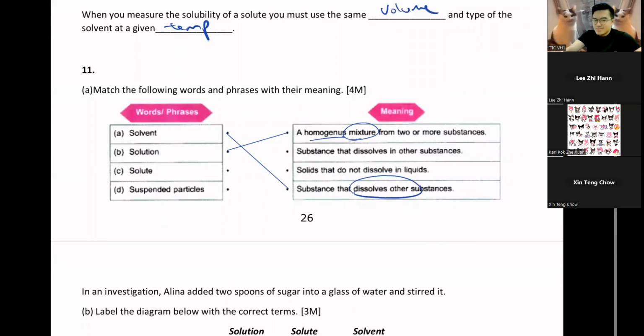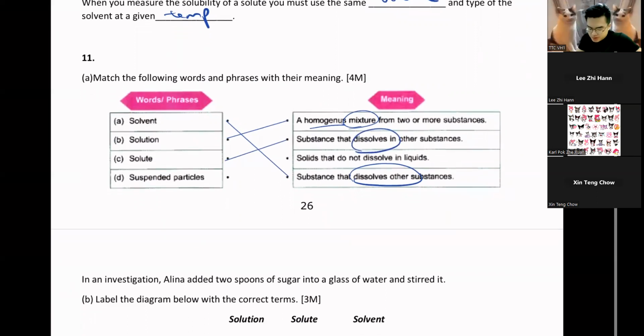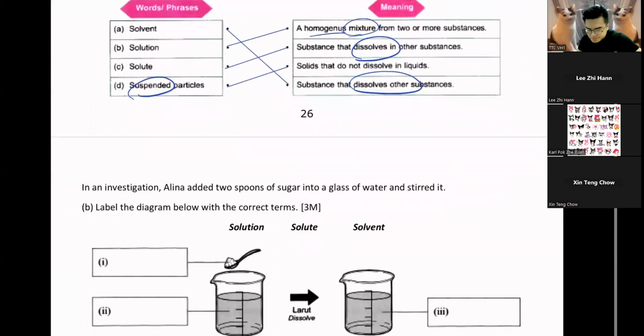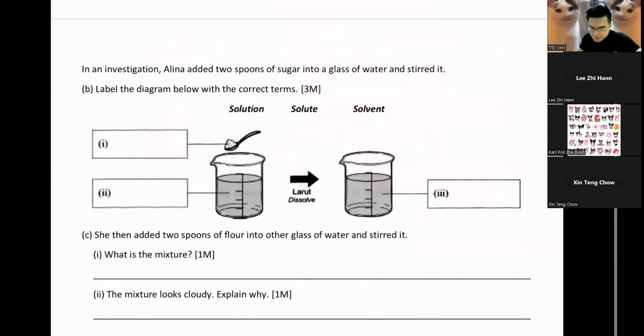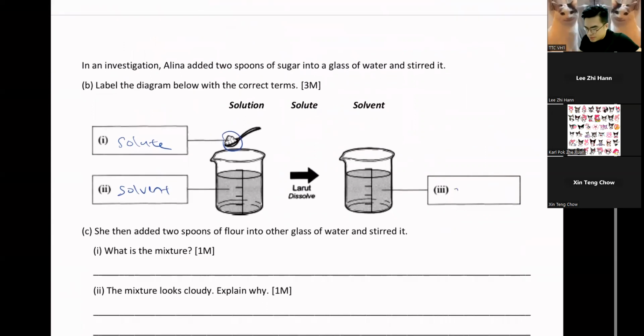So, solute is a substance that dissolves in other substance. Suspended particles are solids that do not dissolve. Okay, you see suspension, right? Suspended means they cannot dissolve, like sand and mud. As for this, this is the solute. This is the solvent. Remember, this is the solid, solute. And this is the solution.